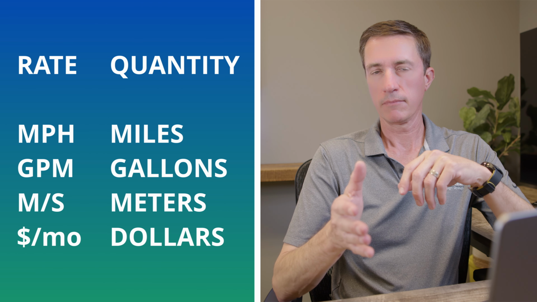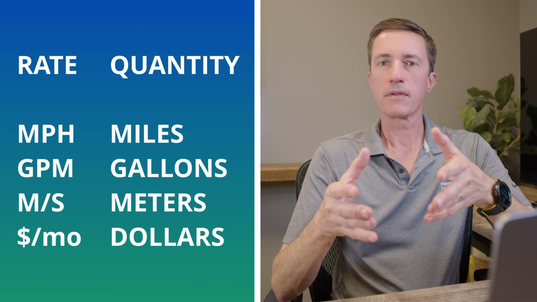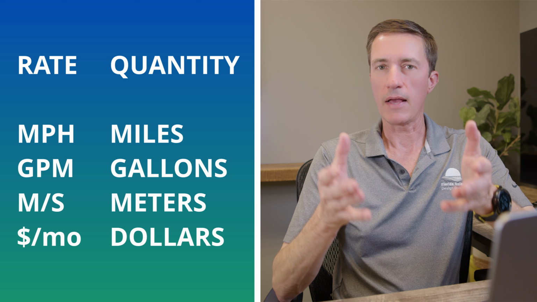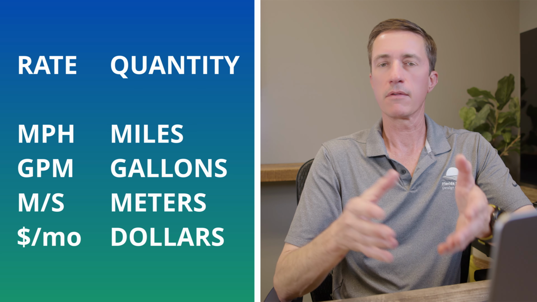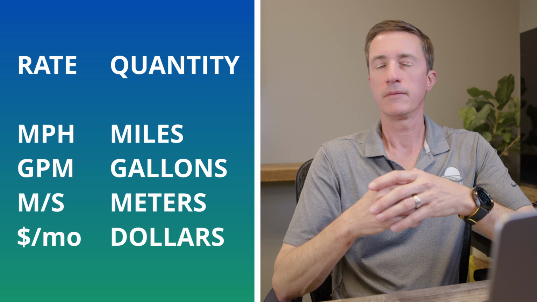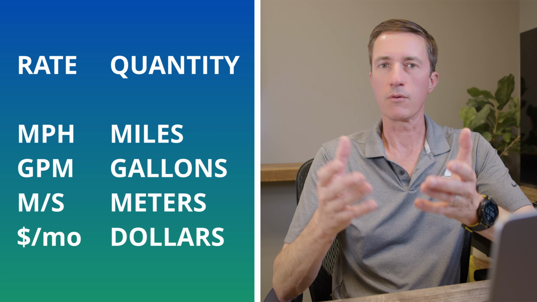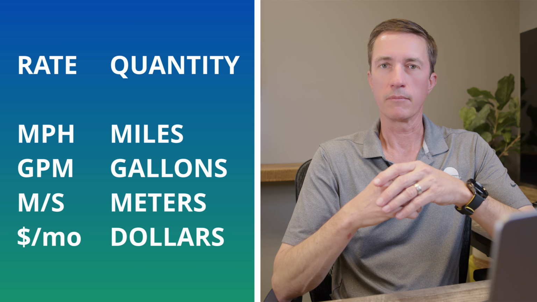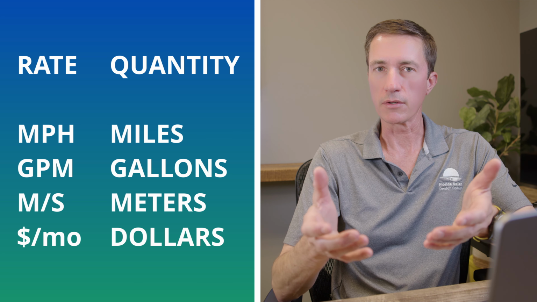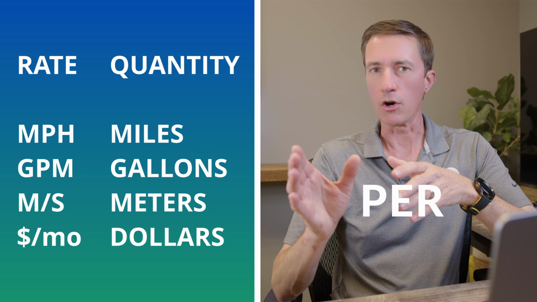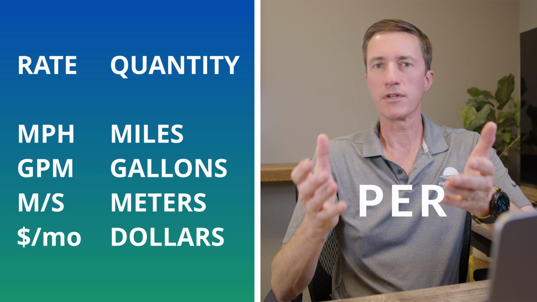Think about these things. Miles per hour is a rate, or speed. Miles is a distance or a quantity. Gallons per minute, that's a rate. Gallons is a quantity. Meters per second is a rate. Meters is a distance or a quantity. You pay your rent in dollars per month, but the total amount you pay is dollars. So notice how all these things use the word per, P-E-R, which is just another word for divided by.